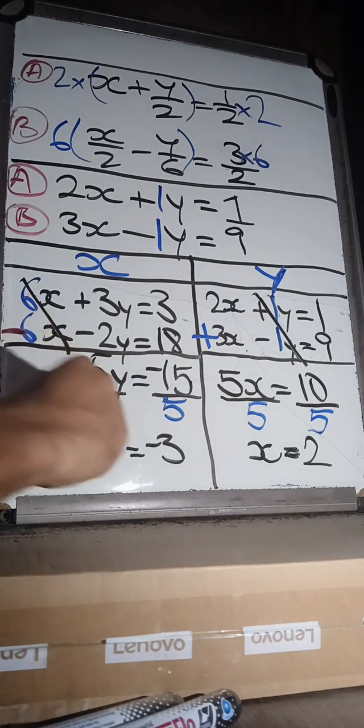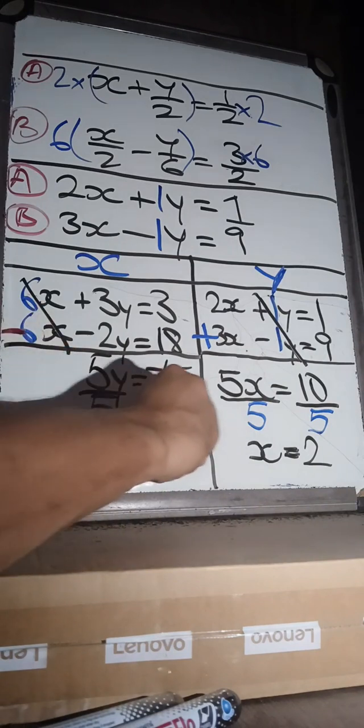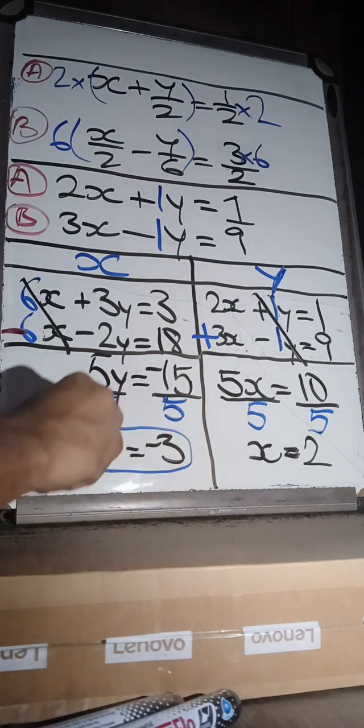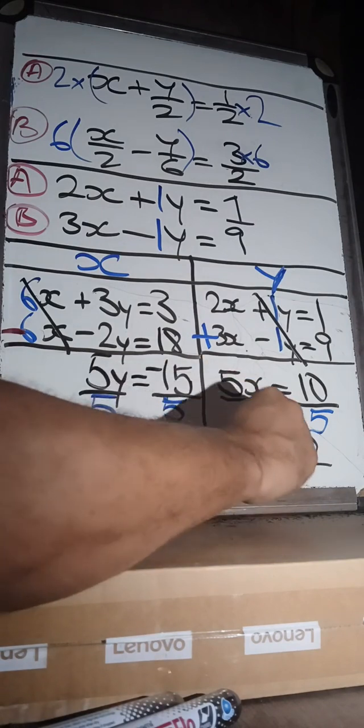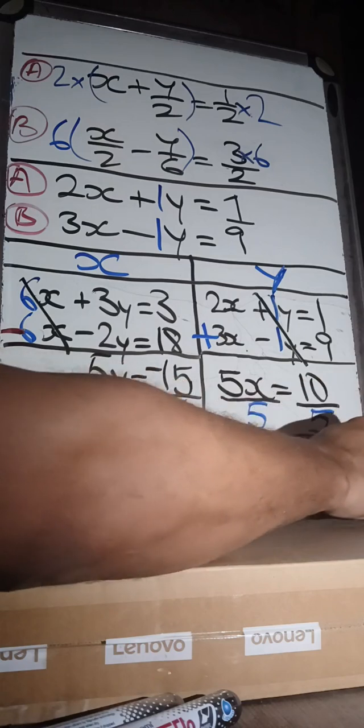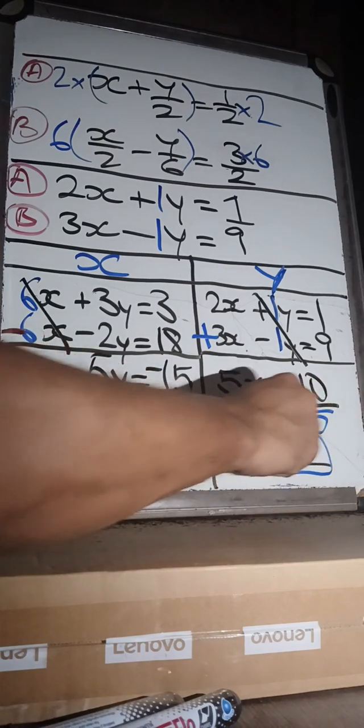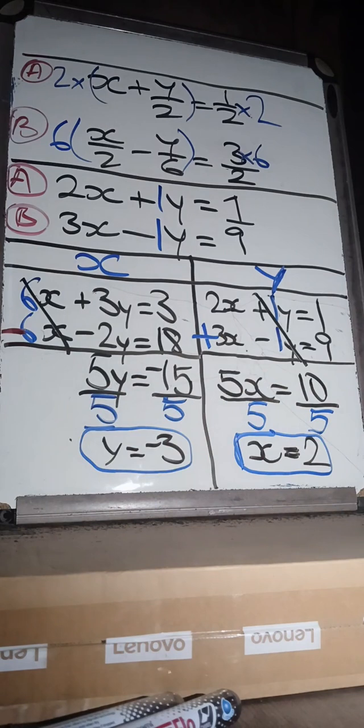So make sure. The real question is, does this work? 2 times 2, 4. 4 minus 3, positive 1. 3 times 2, 6. 6 minus minus 3, 6 plus 3 is 9. Yeah.